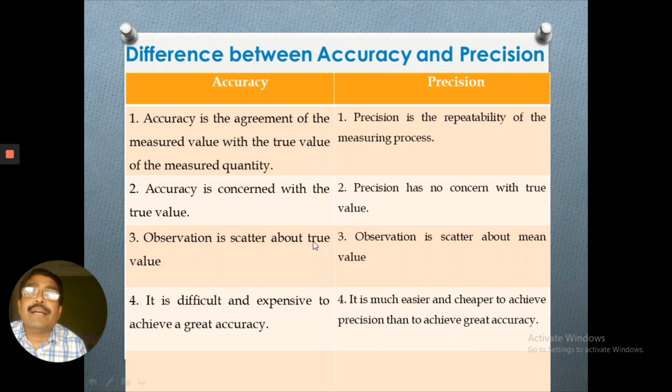Observation will scatter about the true value, and here the observation will scatter about the mean value. And it is difficult and expensive to achieve great accuracy. Yes, achieving the accuracy of any instrument is a very difficult task compared to achieving precision. Means precision is very easy to achieve. That is the meaning of that.